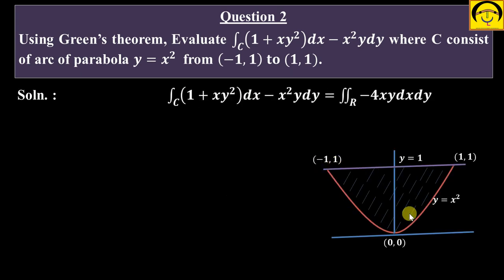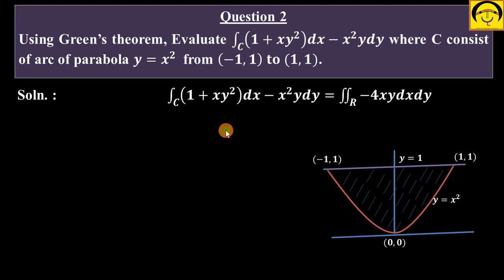After plotting the graph, you can see y equal to x square is this one, and the points which we mentioned here are minus 1, 1 and 1, 1. So here it is, these 2 points. So I plot a line between these two points.